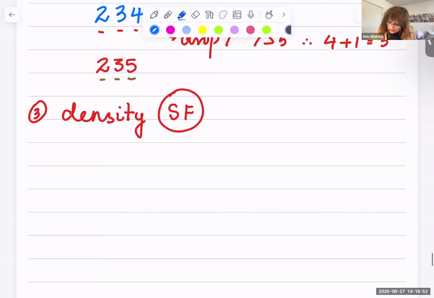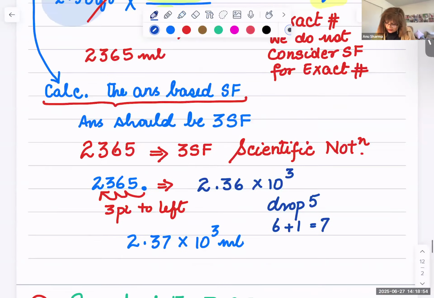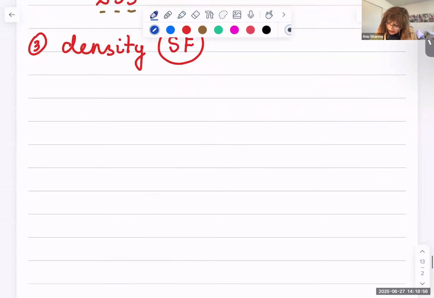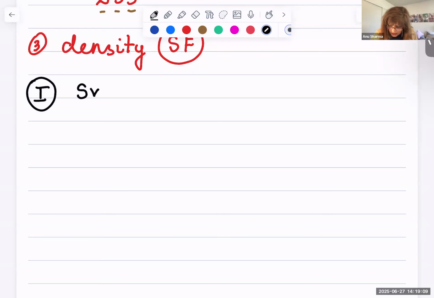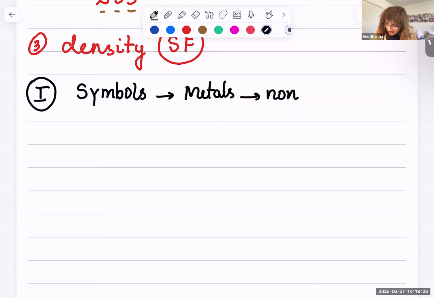Otherwise, we can just move on to the next ones. Third. Okay. The other parts are all knowledge based now. Part 1: you should know the general symbols of the elements, and you should know their placement in the periodic table. You should know which ones are metals, which ones are non-metals, and which ones are metalloids.